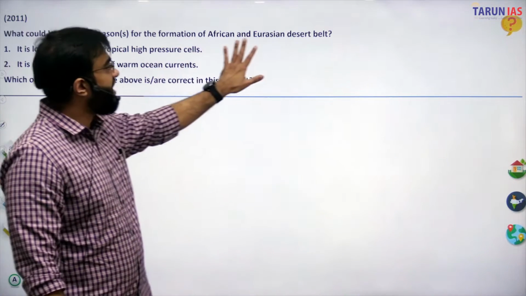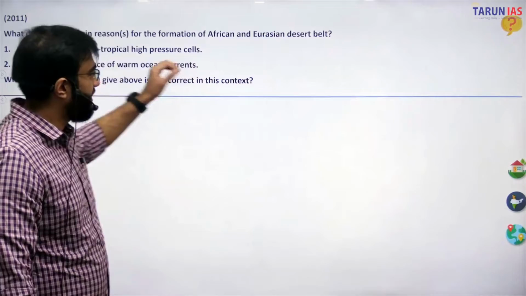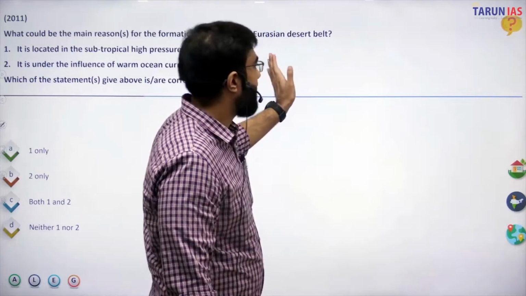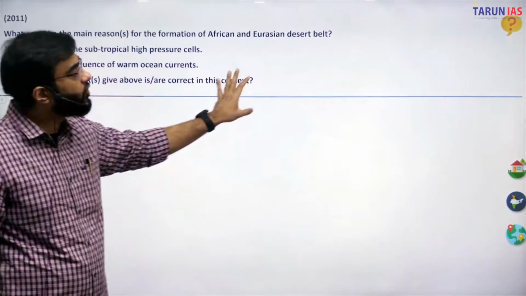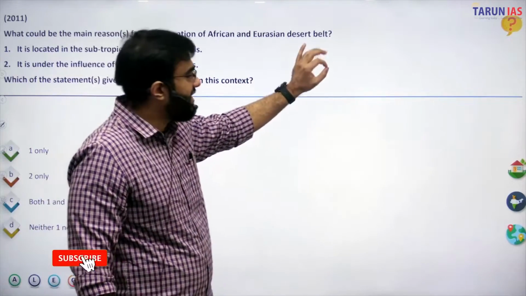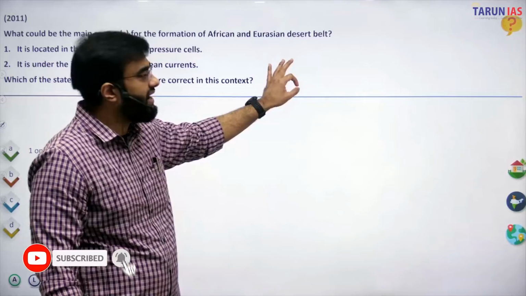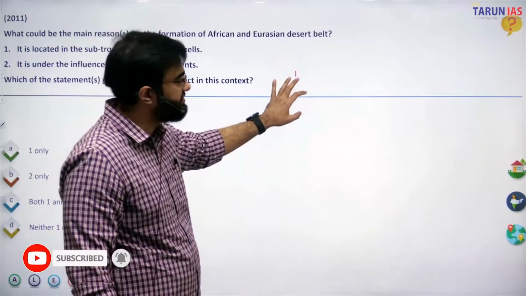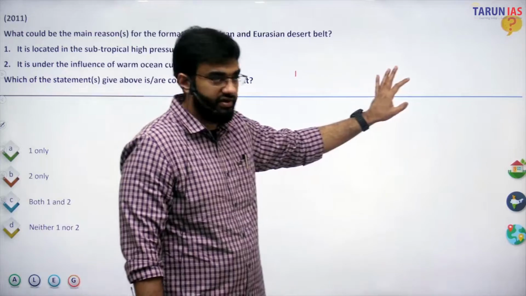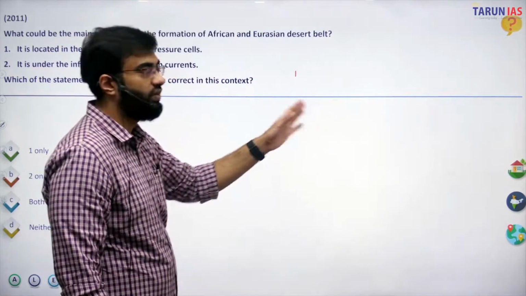Now, for the formation of the African and Eurasian desert belt, if you have gone through the NCERTs, normally the western parts of the continents in the subtropical region are the deserts. For example, the Namib Desert, the Sonoran Desert in California, the Atacama Desert. Then we have the Sahara Desert. We have the West Australian Desert, like the Stony and the Simpson Desert, on the western coast.